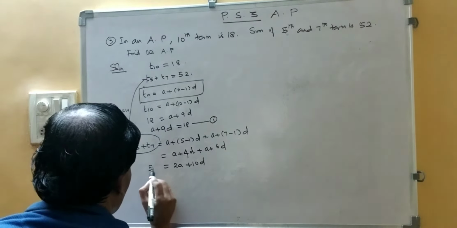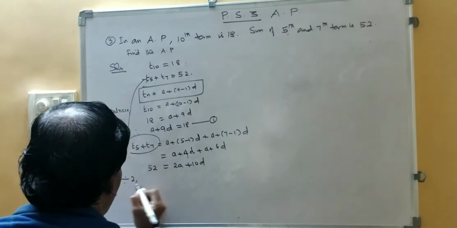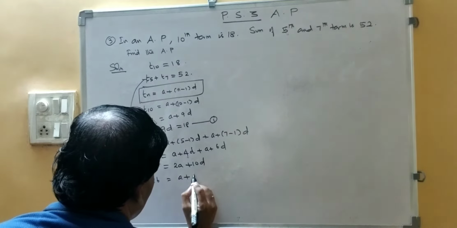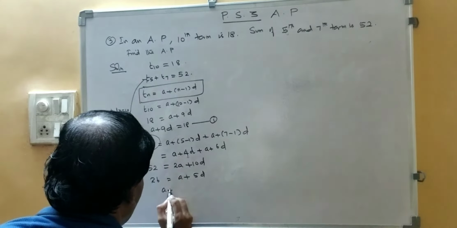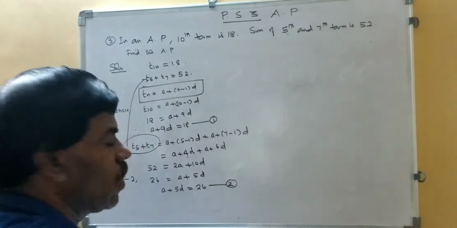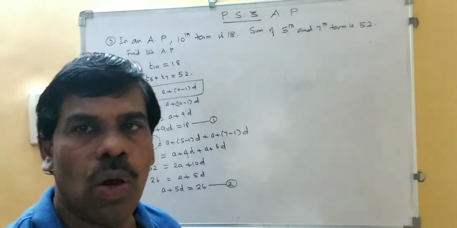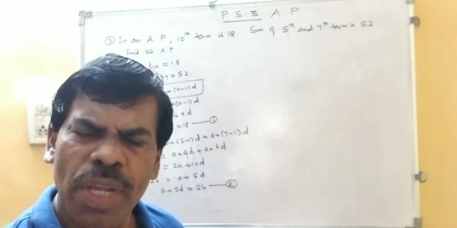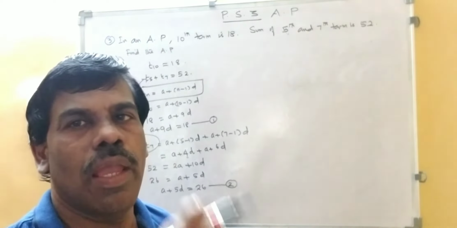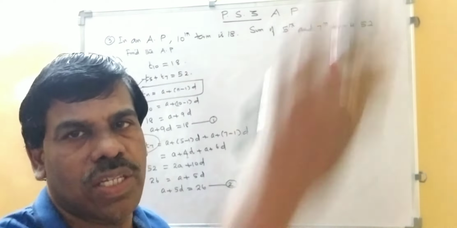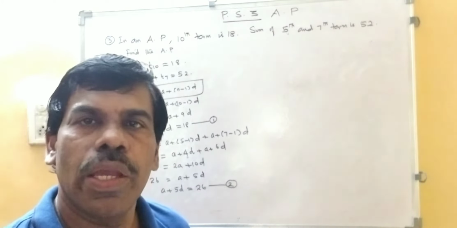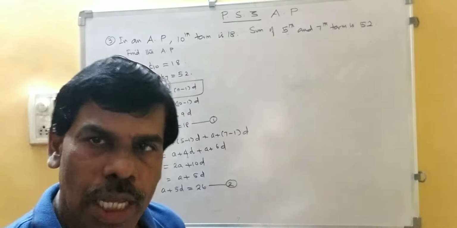52. So, dividing by 2. So, 26 equal to A plus 5D. That is A plus 5D equal to 26. Now, if you want to find out any AP, you must require A and D, that's all. Then you can write the AP. How can you write? A plus D, A plus 2D, A plus 3D, etc. So, if you know the value of A and D, then you can easily write the arithmetic progression.